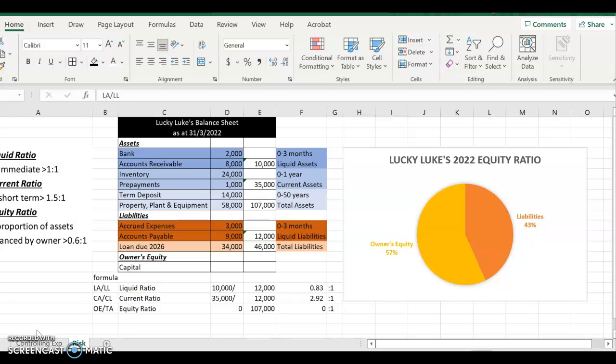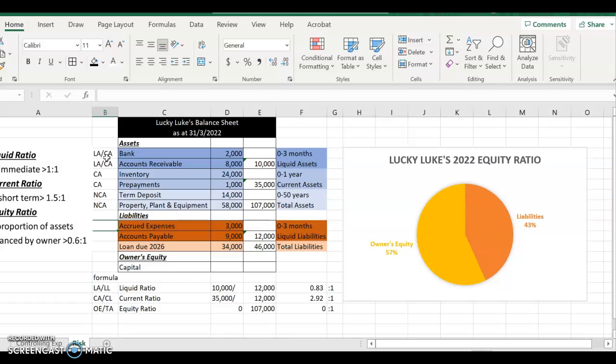What you're expected to do is go and code them on the side first. So for bank, we're going to write LA for liquid asset and CA for current asset. Same with the next one. For accounts receivable, it's a liquid asset and it's a current asset. Inventory is only a current asset, but not a liquid one. Prepayment's a current asset. Those ones, we may not get our money back from them quickly. Term deposit is a non-current asset.